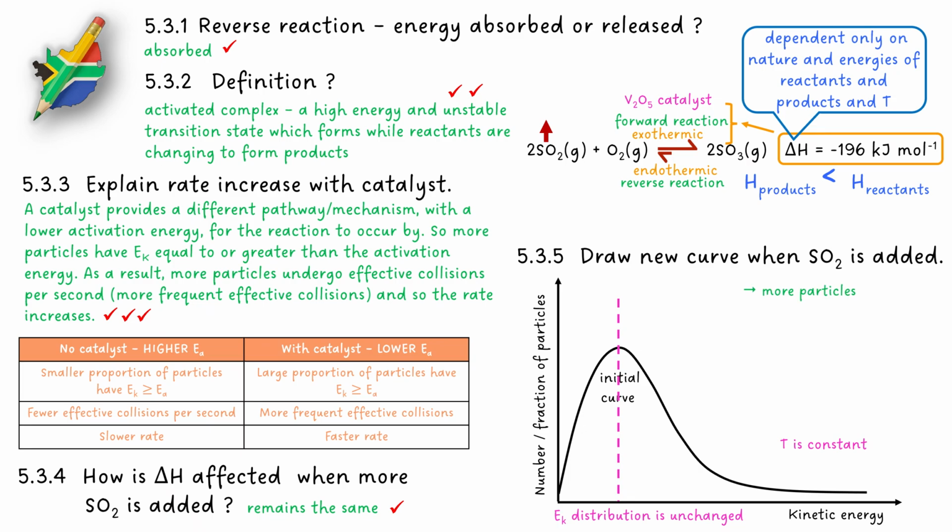Although the temperature is not changing, the total number of particles is, because sulfur dioxide is added. And so the area under the curve increases. Because there are more particles at every kinetic energy, the height of the curve increases proportionally. The green curve that we must draw mostly follows the original curve, but sits higher on the y-axis.